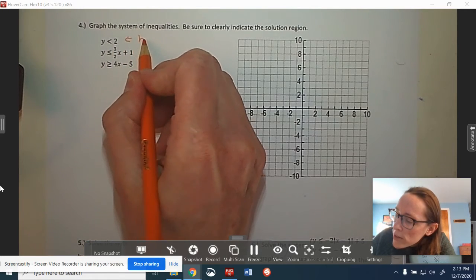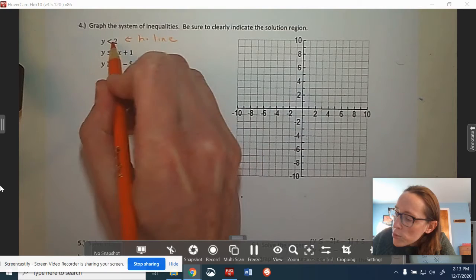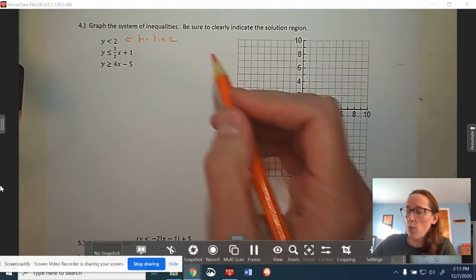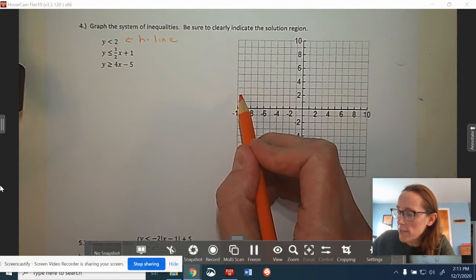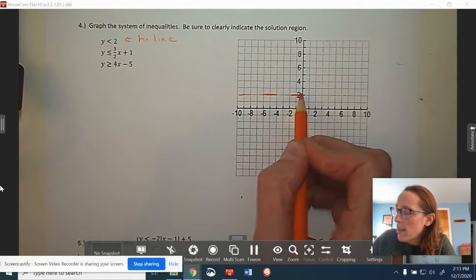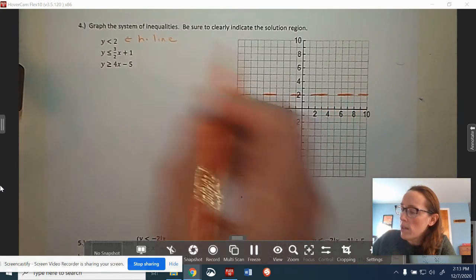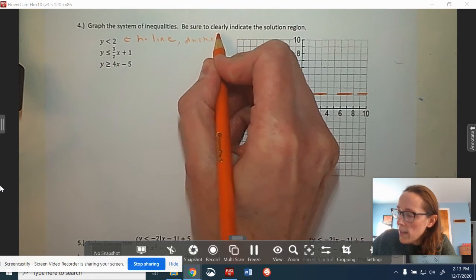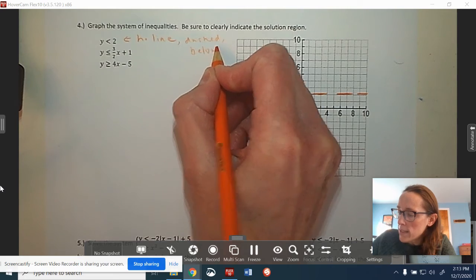This is a horizontal line through y equals 2. There's no x involved at all. It's just y. So if I think y equals, I'm looking at a horizontal line through 2. I know it's going to be dashed because it doesn't have the or equal to. And I'm going to shade below because it says less than.